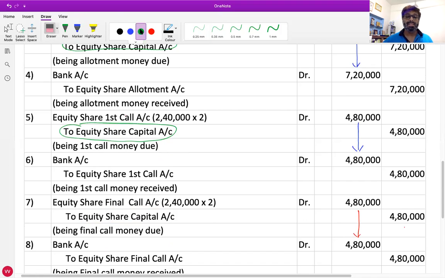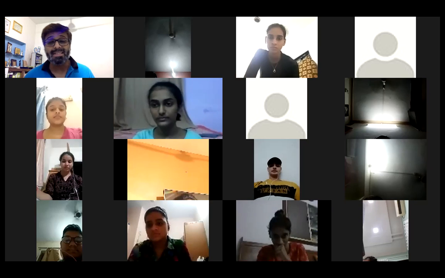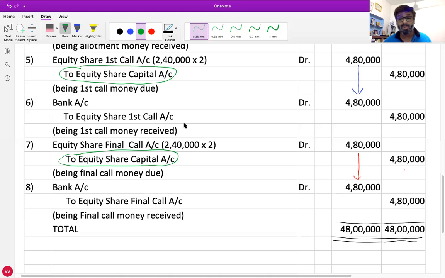No. The seventh entry affects equity share capital, so equity share capital is credited by equity share final call account. Then you'll do the total and balancing. The balance will come on the debit side. 2,40,000 into 10 is 24 lakhs. Any doubts in this? No, sir.